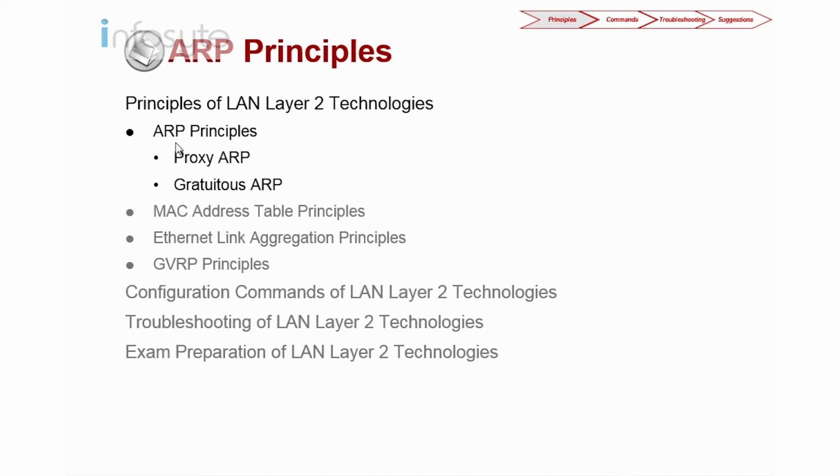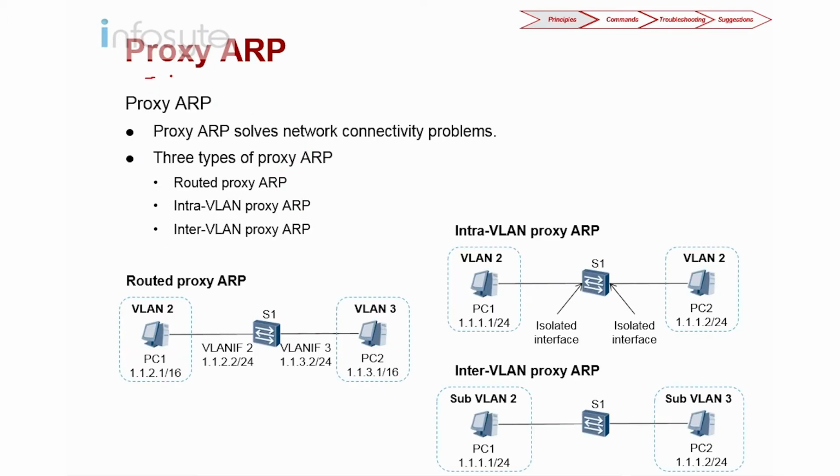The first principle we are going to look into in the ARP topic here is Proxy ARP. Then we are going to look into Gratuitous ARP. Now first let's look into Proxy ARP. We have three types of Proxy ARP. The main purpose of Proxy ARP is to solve the network connectivity problem. So we have three problems with three different scenarios.